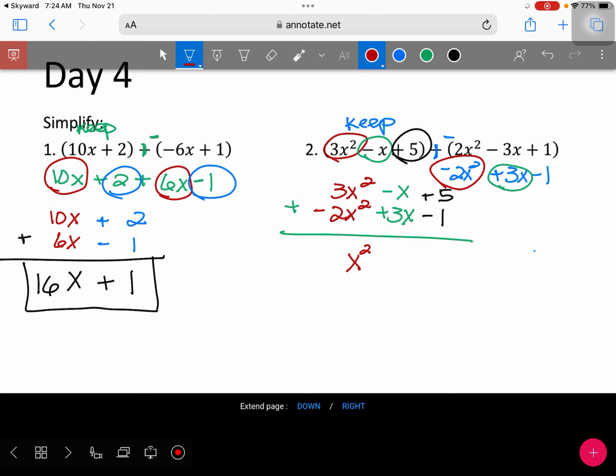So 3 plus negative 2 should be positive 1. A negative 1x, that is your coefficient, plus 3x gives me 2x. And 5 plus negative 1 gives me 4. And that should be your final answer. Any questions about those? So what's the difference between adding polynomials and subtracting? Not a lot, except we don't subtract. Instead, you change to the opposite.